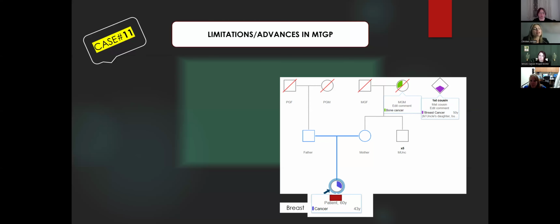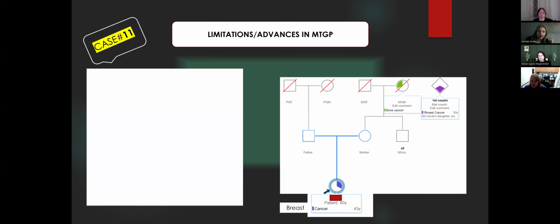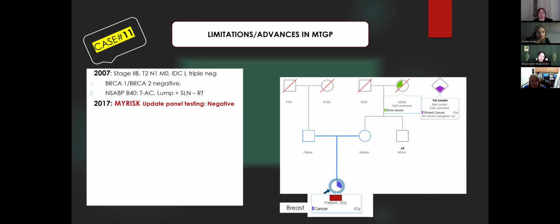This is an example of the limitations of genetic testing. You want to be aware of what you're ordering and what the lab offers. This is a patient that I met when she was 43, back in, I think, 2007. She had a breast cancer that was diagnosed, and she had a distant relative, I think a third degree, a first cousin, with breast cancer. Because of her early age of onset, she ended up having BRCA testing that was negative. Then she got all the good stuff, because she was triple negative.